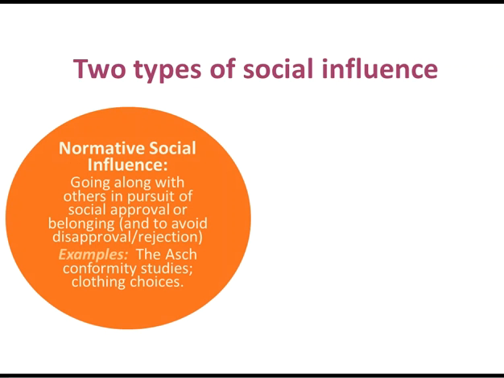So there are two types of social influence. We have normative social influence, going along with others in pursuit of social approval or belonging in order to avoid disapproval or rejection. Okay? Going along with others in pursuit of social approval, being liked or appreciated by that group, of being seen as belonging to that group. So this is what we saw in the Asch conformity studies and what we see, for example, when people choose or conform to clothing styles in their particular social group.